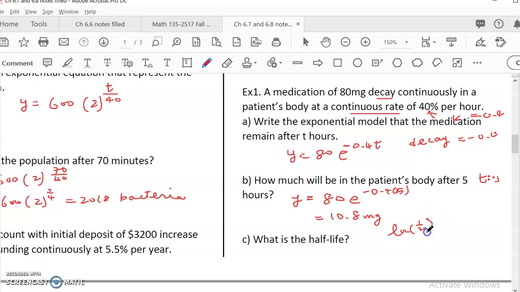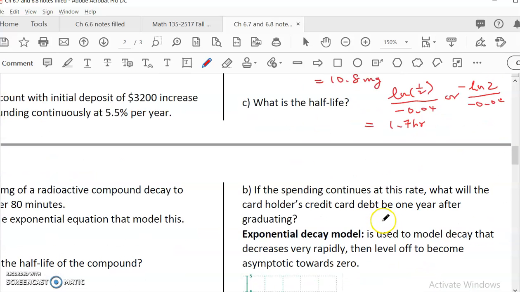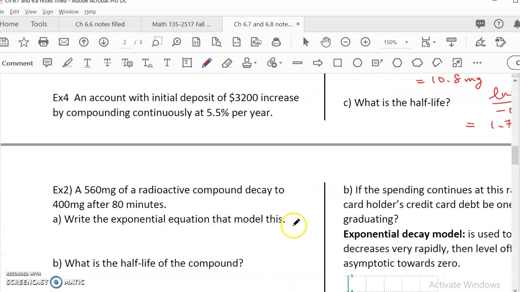What is half-life? Half-life is related to ln 1/2 over k, right? Which is negative ln 2 over negative 0.4, about 1.7. You can see that both are the same. Put in the calculator, so this is 1.7 hours. That means in 1.7 hours, it's going to be cut in half. They say every hour is cut by 40%, so if you want to cut 50%, that makes sense. It's 1.7 hours, a little more than 1 hour.